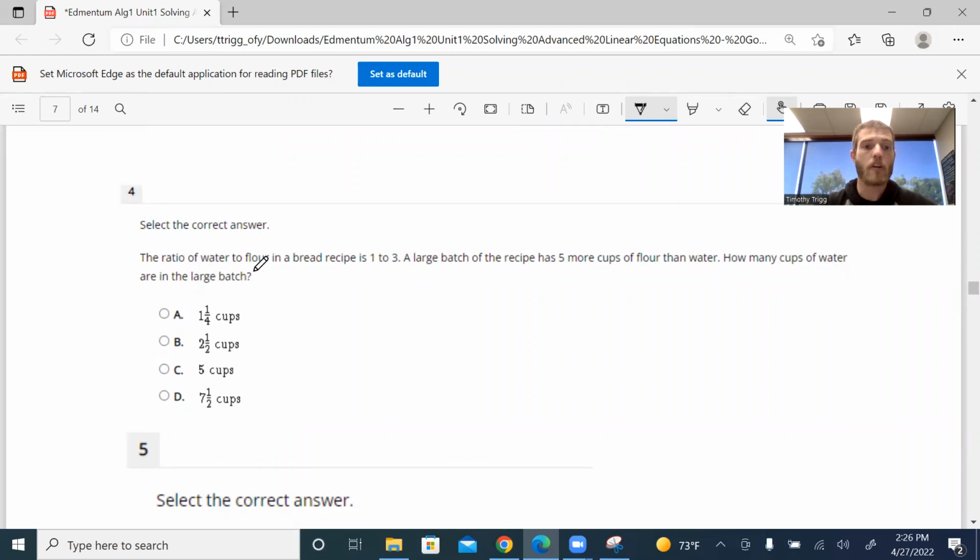The ratio of water to flour in a bread recipe is 1 to 3. Water to flour. A large batch of the recipe has 5 more cups of flour than water. Water is x. Flour is 5 more than that. So x plus 5. Okay. Now our goal is to solve for x.